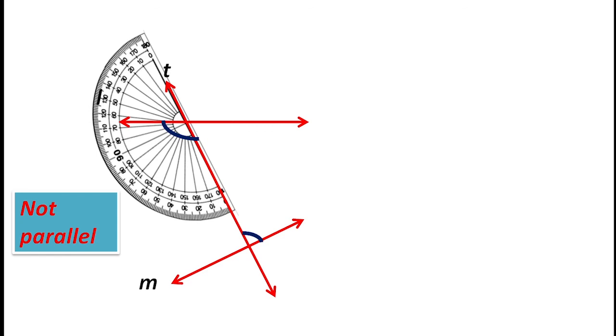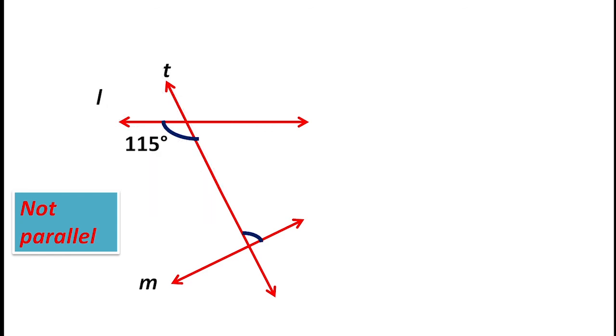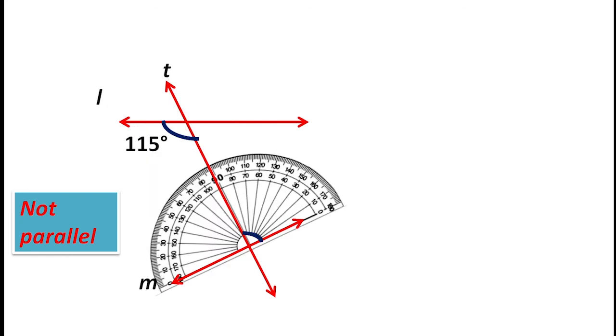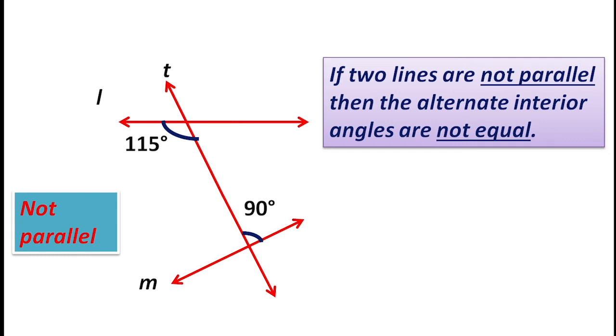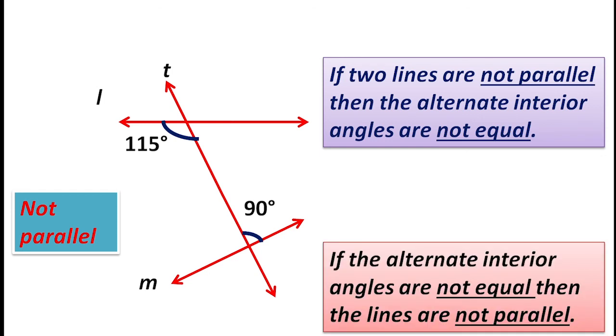See, the first angle measure is 115 degrees. The other angle measure is 90 degrees. See, the measures are not equal, so if two lines are not parallel, then the alternate interior angles are not equal. Or if the alternate interior angles are not equal, then the lines are not parallel. If the lines are not parallel, then the corresponding angles are not equal. If the lines are not parallel, then the alternate interior angles are also not equal.